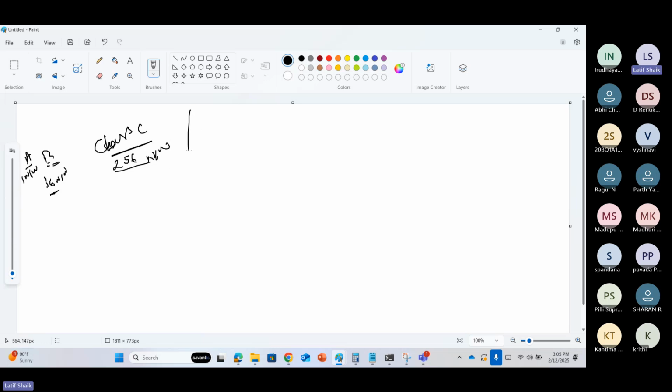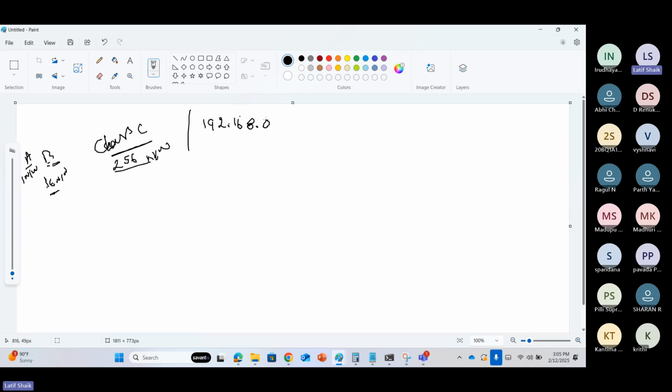So in class C, the 256 networks start with 192.168. I think someone got a doubt. That's why I'm always using 172.16 only. Even when I check the IP address in my home, I'm getting 192.168 only. Why is it? Because it is a private IP, a class C private IP.